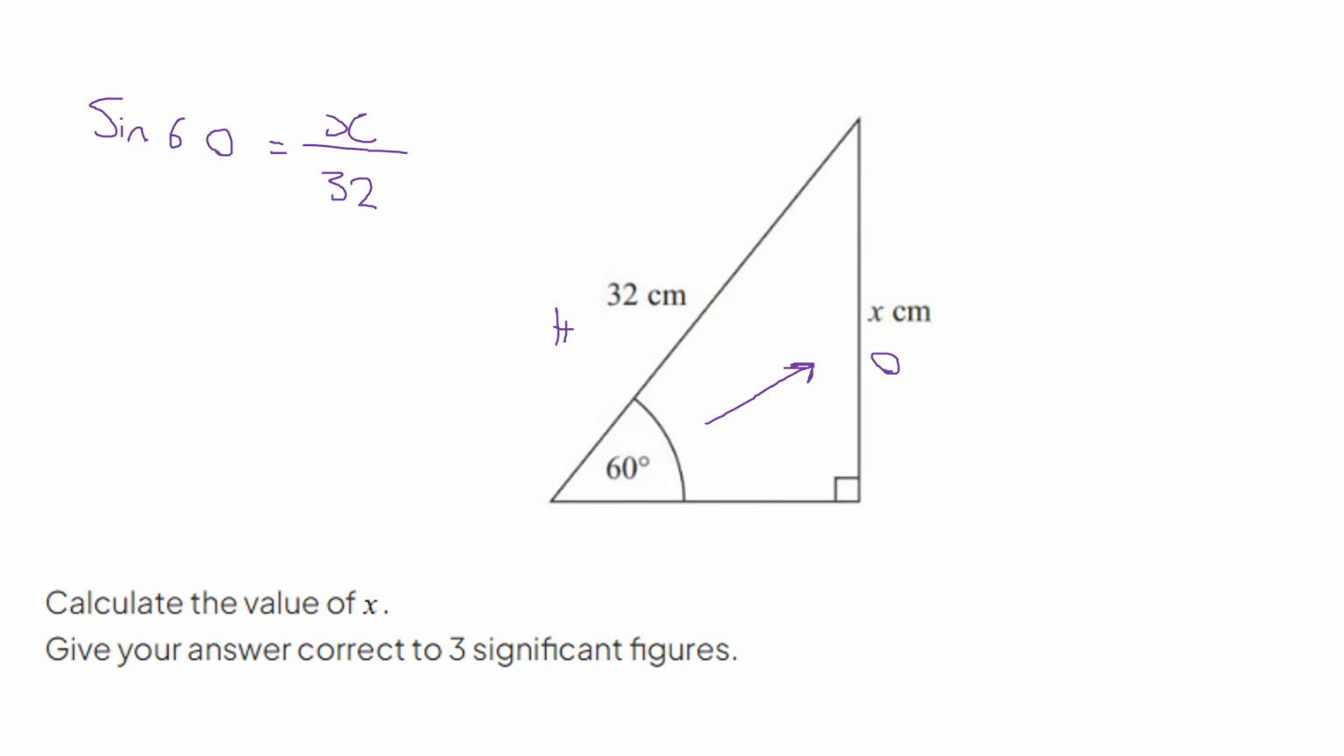So if x over 32 is going to be sine 60, then x is going to be 32 times sine 60. It's exactly the same as we did in a previous video where we just times both sides by 32. And so when we plug this into our calculator, we get an answer of 27.7 centimeters.